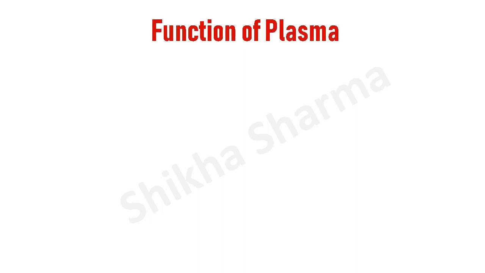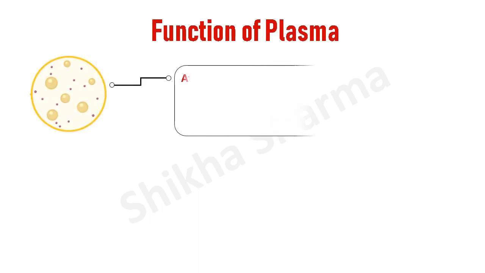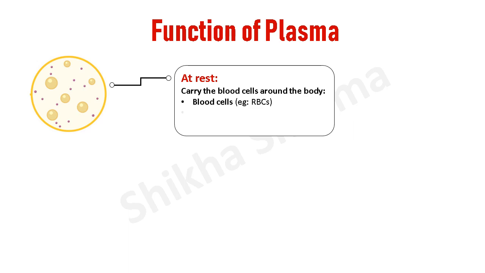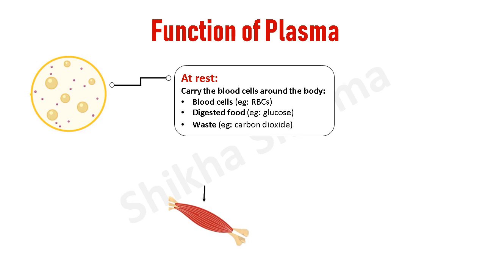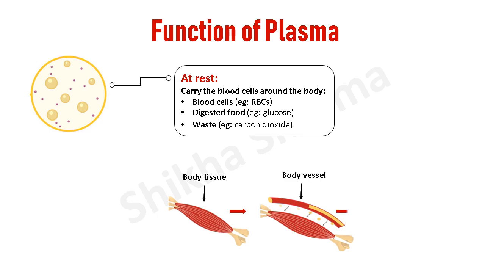After studying composition, let's understand the functions of plasma. The main role is to carry all other cells around the body. So, all of our blood cells, digested food, for example glucose, and waste, for example carbon dioxide. Basically, it is incredibly important because it allows all the cells to do their job by carrying them where they need to be, whether they are hard-working muscles or major organs.